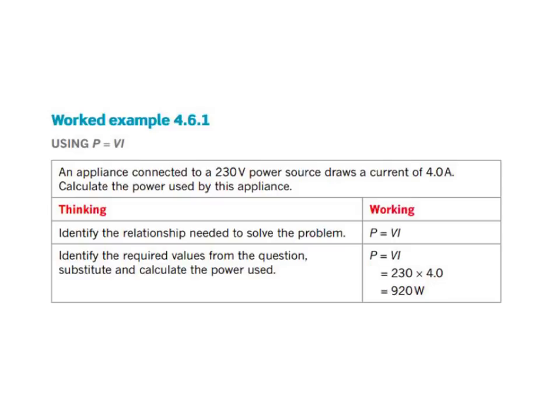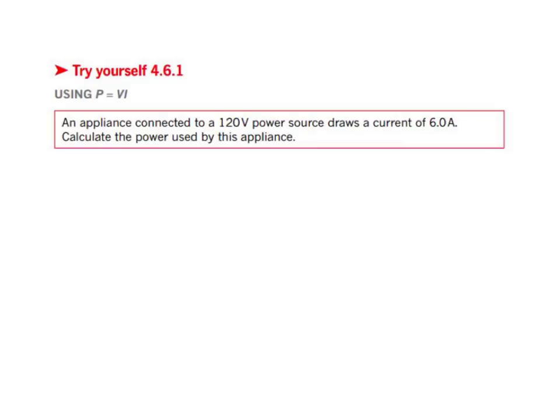So let's have a look at a worked example here. In this case, we're using this formula, P equals IV or VI, and we're connected to a 230 volt source. So there's our V value and a current of 4 amps. All we have to do then is substitute in for 230 and 4 amps, and we get that the answer is 920 watts. Let's try this one by yourself.